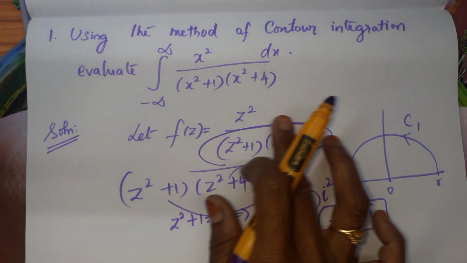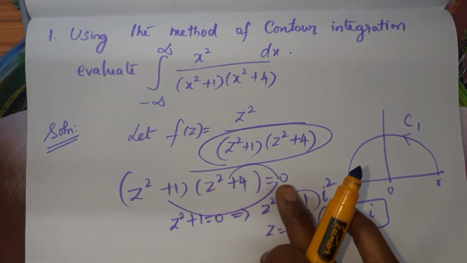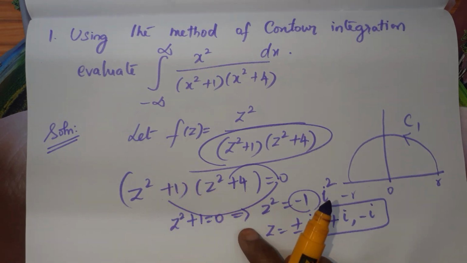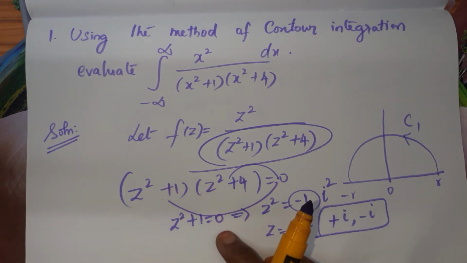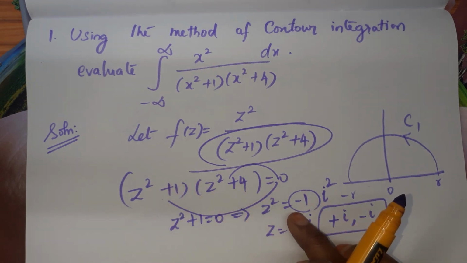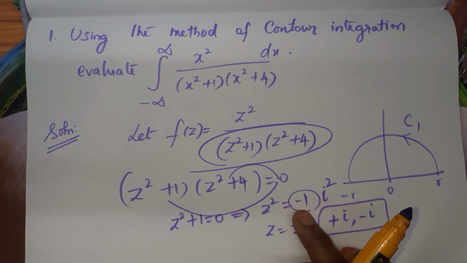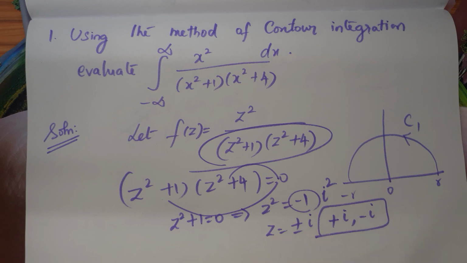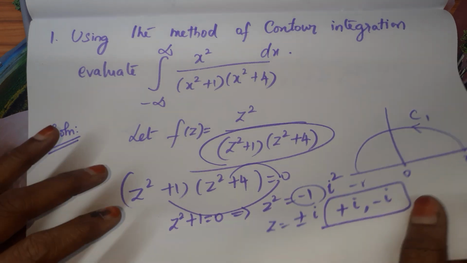So equating the denominator equal to 0, either this term equals 0 or this term equals 0. If z squared plus 1 equals 0, that implies z squared is equal to minus 1. Minus 1 can be written as i squared. So z squared is equal to i squared. Therefore z is equal to plus or minus i. So two poles we got.